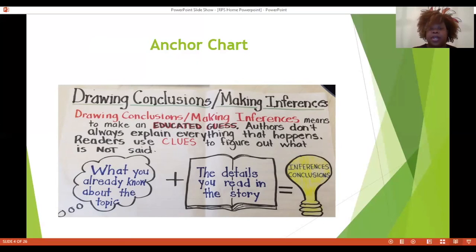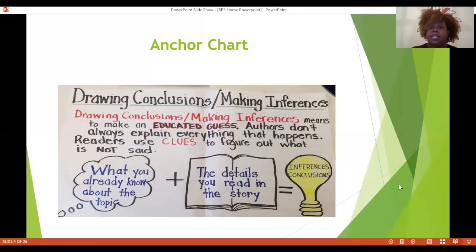And as it says, drawing conclusions or making inferences means that you make an educated guess. Authors don't always explain everything that happens. They don't tell you every single thing. Some people will say you have to read between the lines, and that's where you will find your inferences, and that is where you will have to draw conclusions. So you have to use clues to figure out what is not said. What you already know, those are your experiences and background knowledge, and the details that you read in the text. And again, it doesn't have to be text. It could be a picture or a situation, but that is how you get inferences and conclusions.